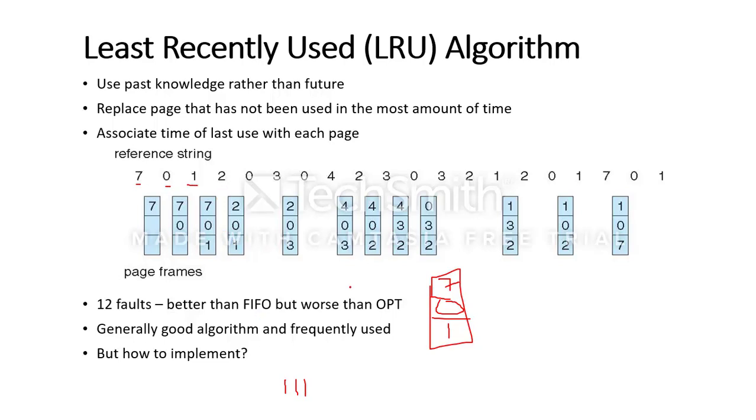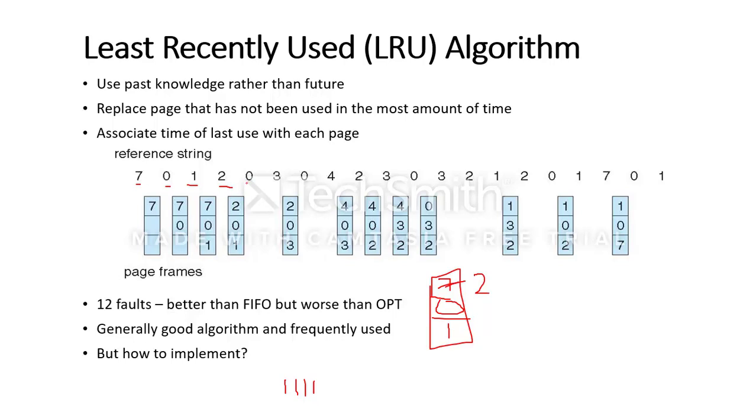Then 2 is not there. It's also recording a page fault. But who is the victim now? 7, 0, 1. We want to replace with 2. Between 7, 0, 1, who has been offline for most of the time, it's 7. So 7 is going to be our victim. We replace with 2.